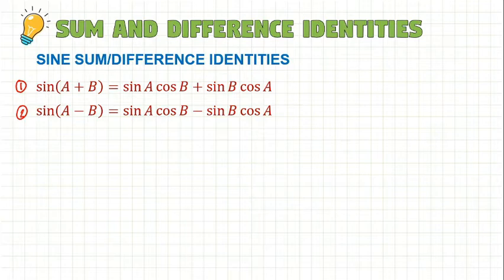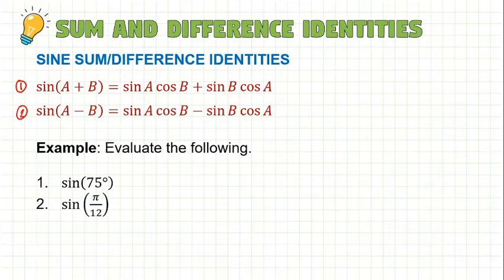Okay, so let's try to have examples for this one. We are going to evaluate the following. We have sine 75 degrees and sine pi over 12. For us to use the identities for sine, we must rewrite this 75 degrees and pi over 12 as a sum or difference of two angles. If you write that as the sum or difference of two angles, we can now apply these formulas.